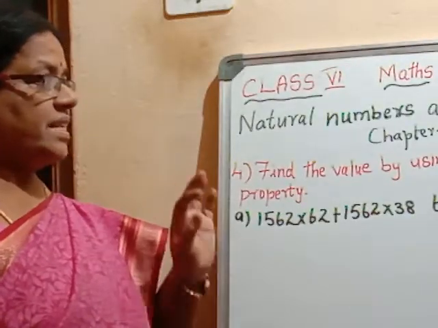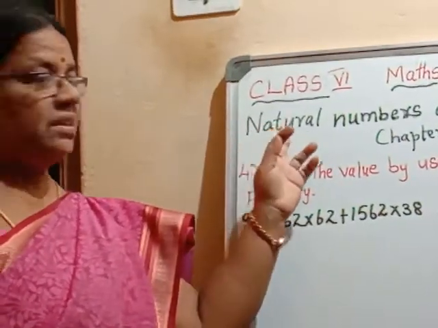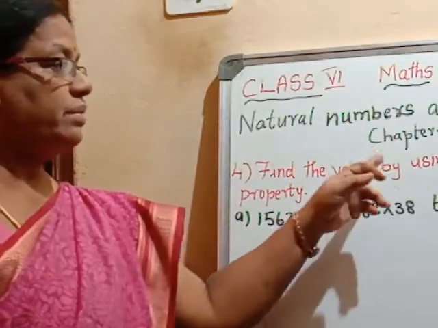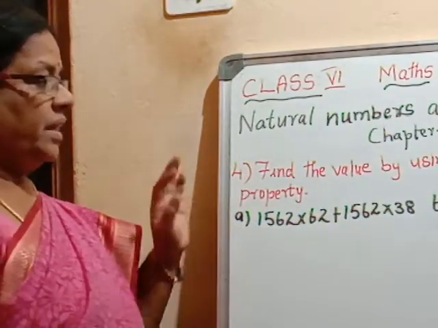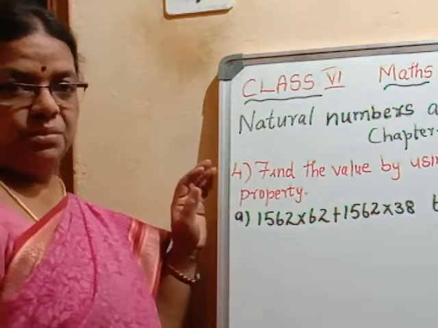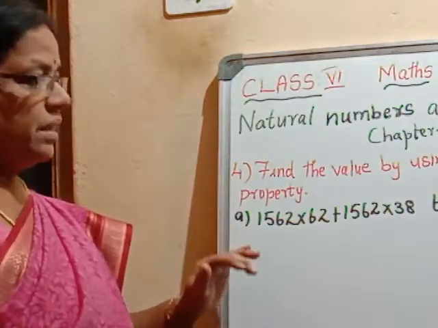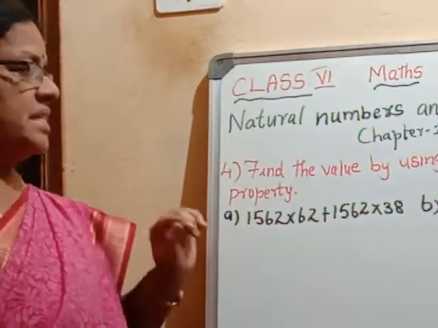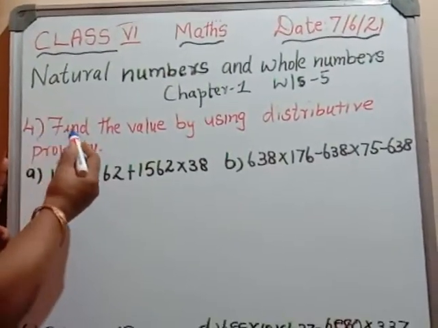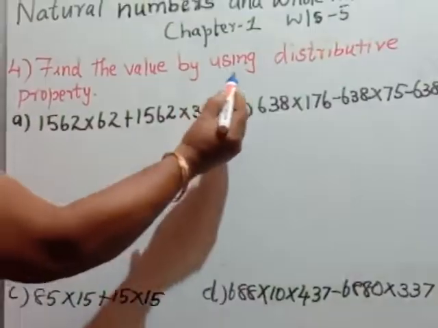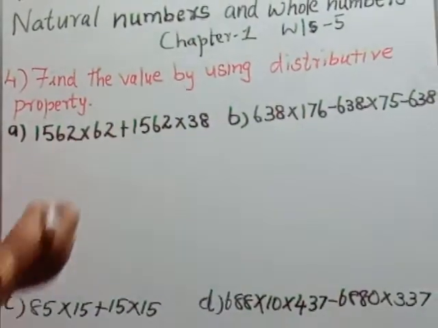In our previous class, we studied the first chapter, Natural Numbers and Whole Numbers, Worksheet 5, 1 to 3rd main. In that you studied what is distributive property. This main also we are going to do the same property in a different way. The 4th main: find the value by using distributive property.